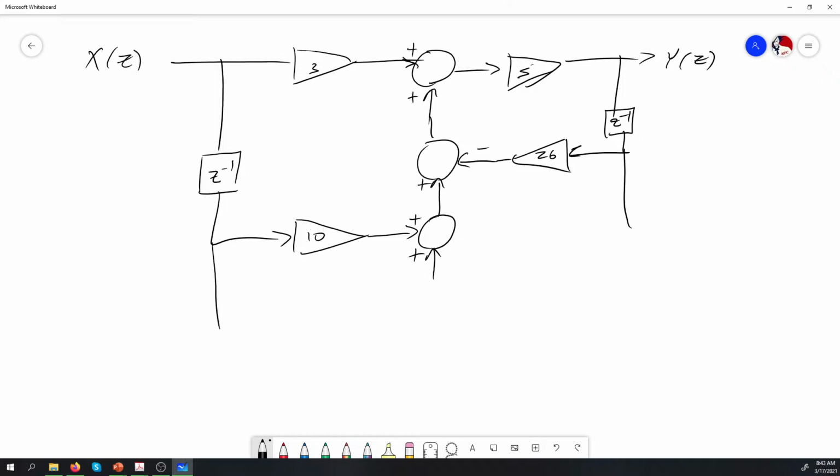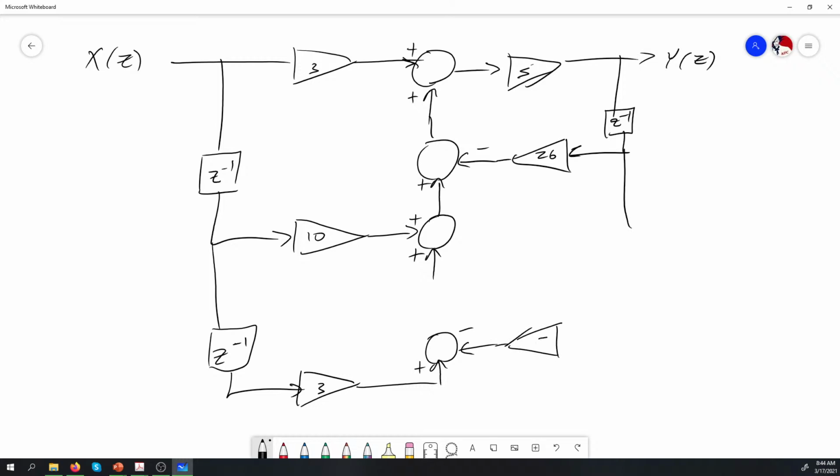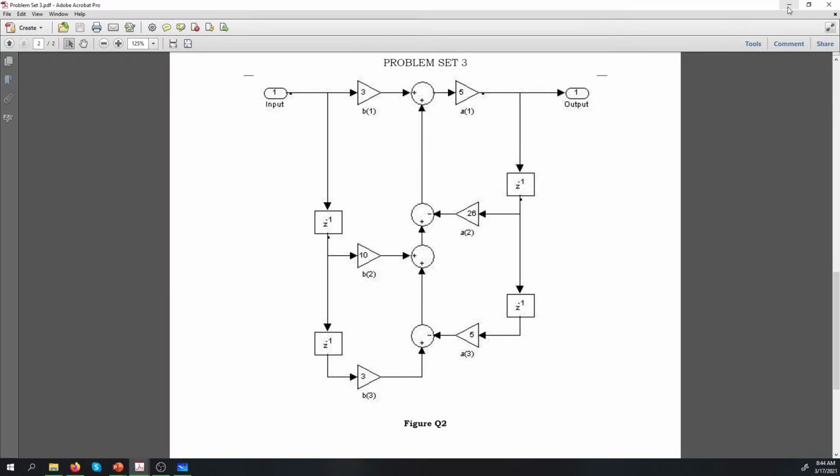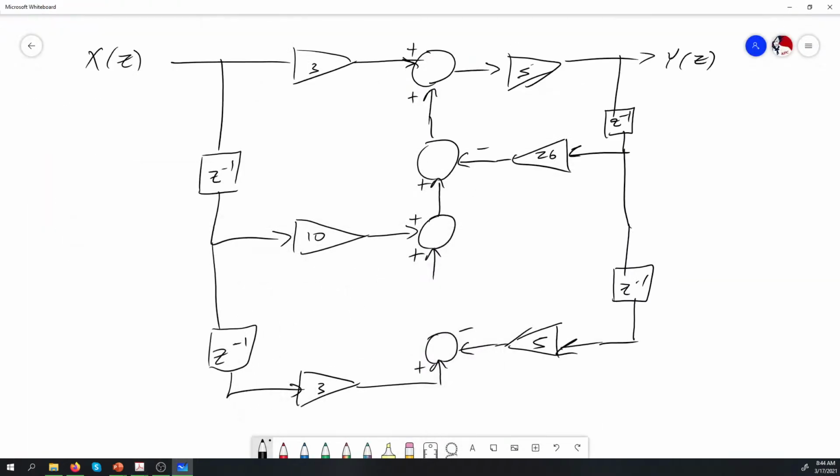Okay, so let's draw in the next z to the -1 block here. 3 up to a summation junction. Positive, negative. 5. Put it on another z to the -1 block here. Alright, nice. So, doing our design here, I'm just going to bring this back across and connect this here.